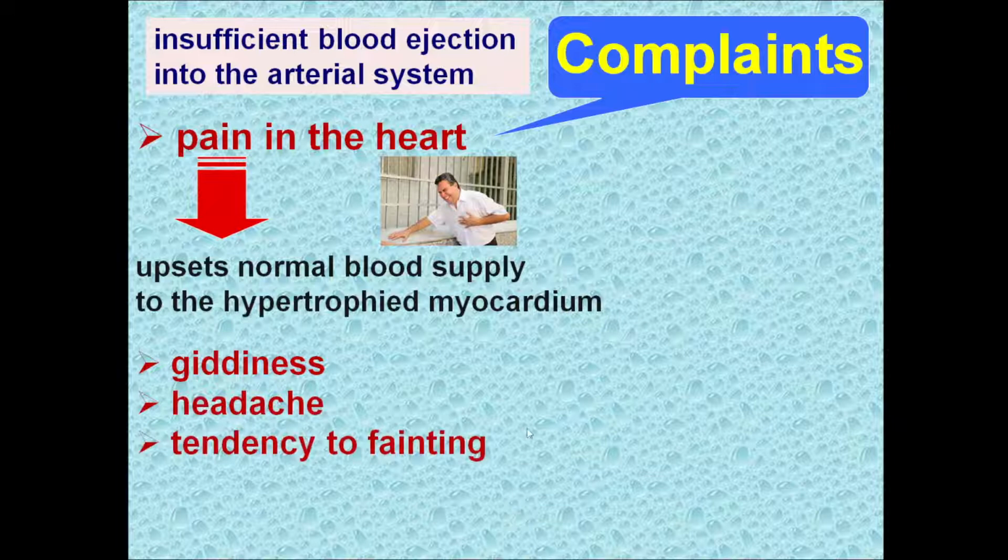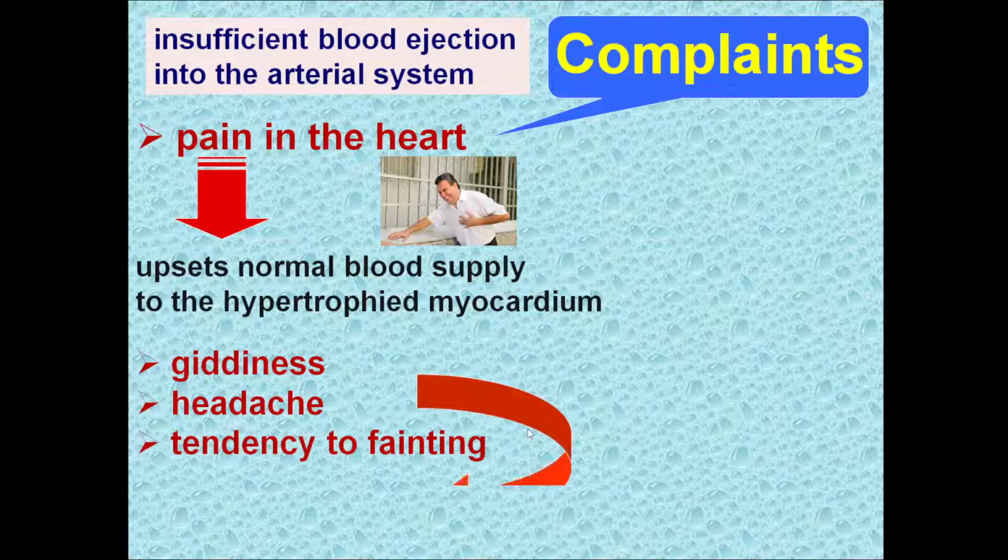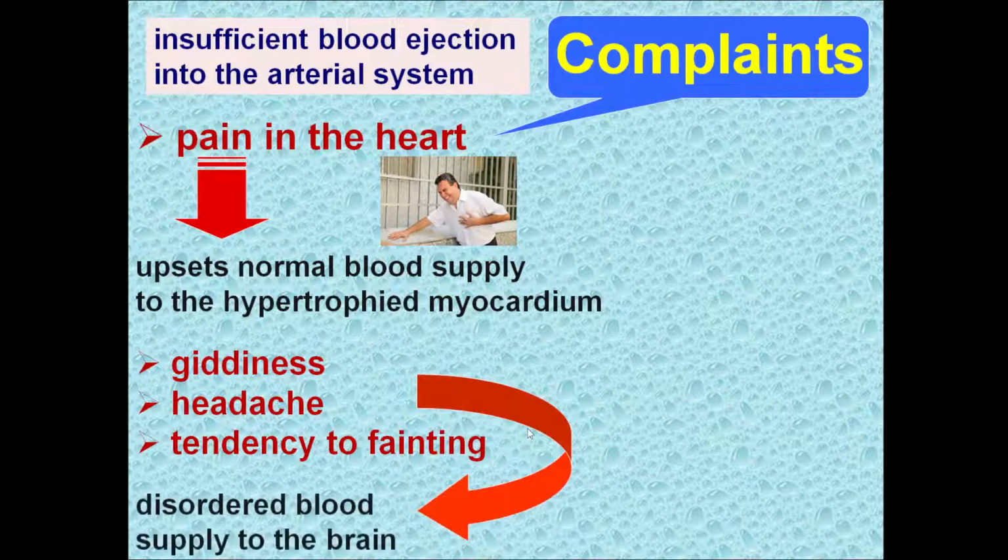The patient progressively loses vital activity, because he feels giddiness, headache, sometimes a tendency to fainting, which appears due to disordered blood supply of the central nervous system.